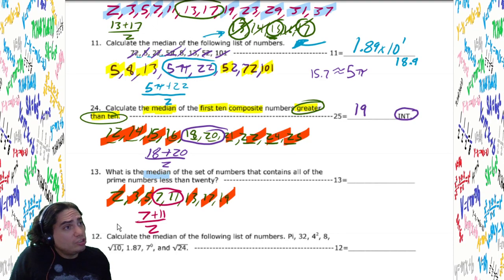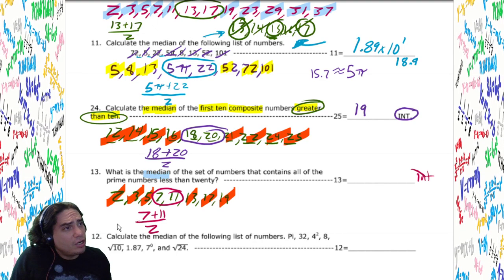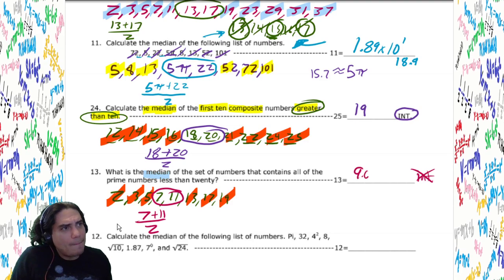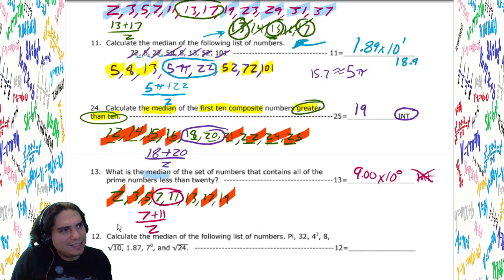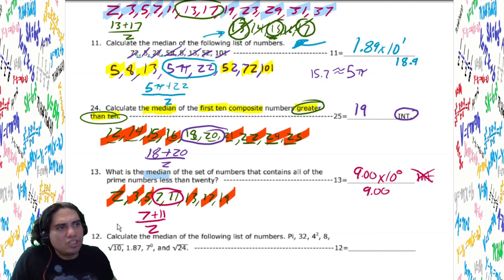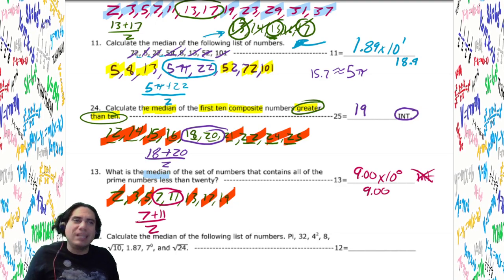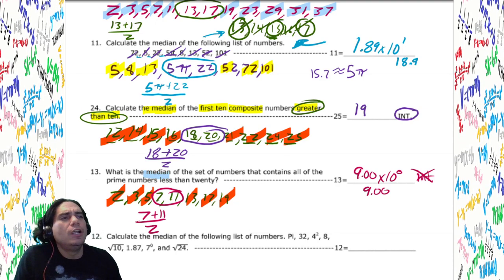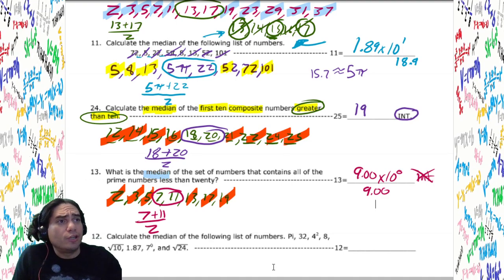No integer. Do you see integer written here? Do you see integer? No, you don't. So you better write 9.00 times 10 to the 0. Or, of course, 9.00. That's the way to do it, my friends. Let's keep it going. Now, this one right here does involve you actually using a calculator to convert stuff, okay?